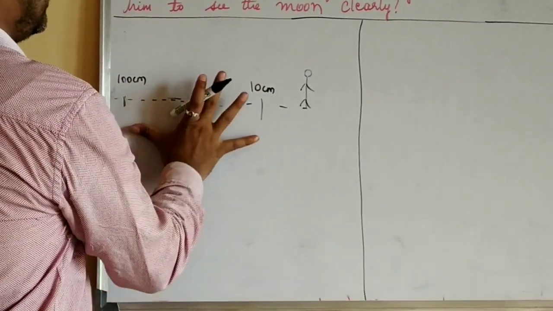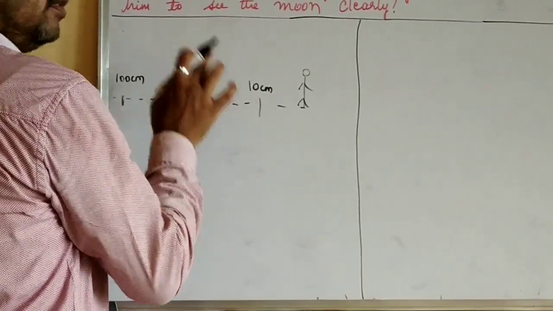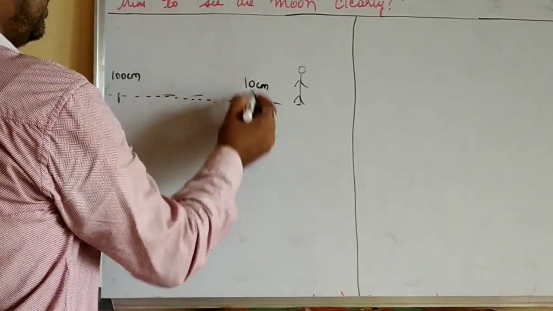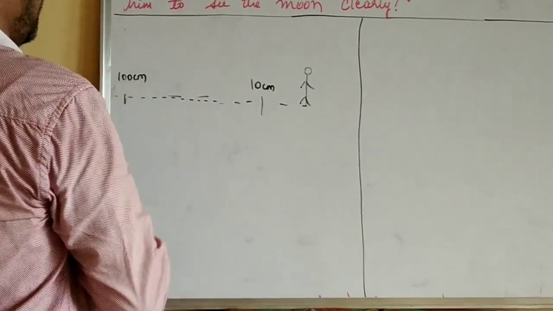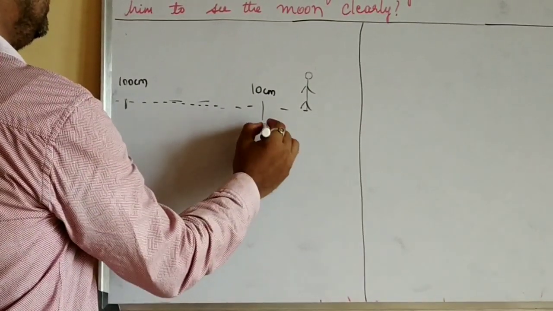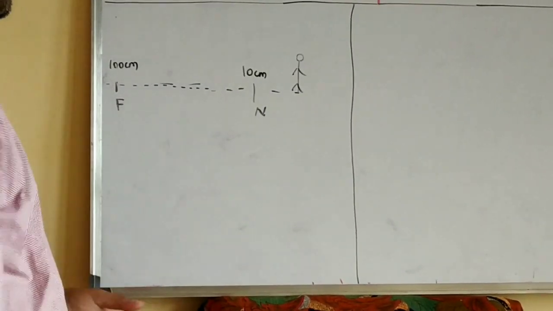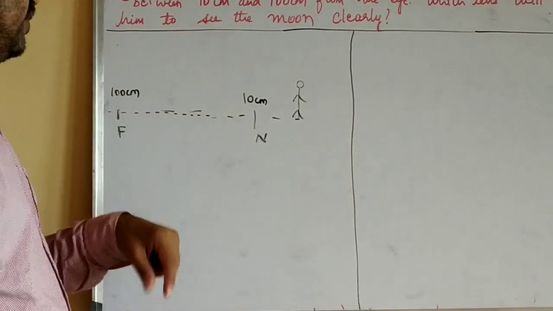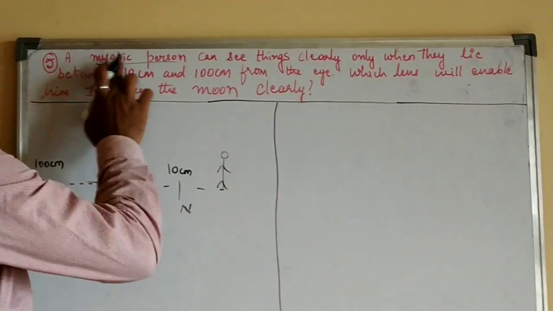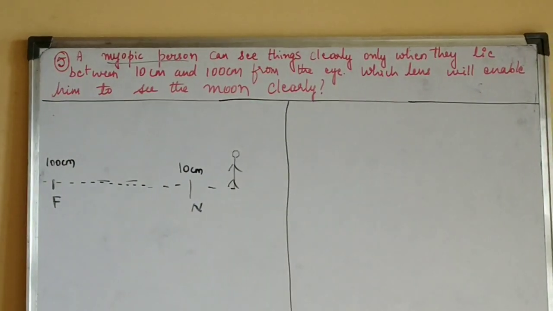Which means they have given a range, the range of vision, in the problem. This is supposed to be the near point and this is supposed to be the far point. Just assume that. Now here we have the range, and they have also given that the person is myopic. In the problem it is given that he is having myopic vision.